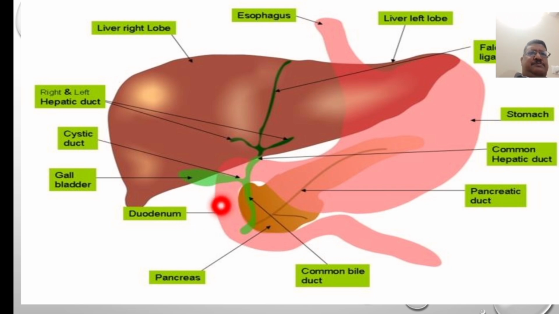This area is the duodenum. Another is, this is the pancreas, that is gallbladder. Another is cystic duct. This is the right and left hepatic duct.